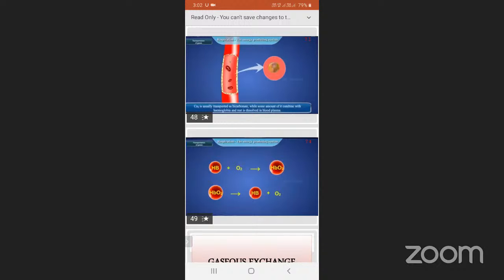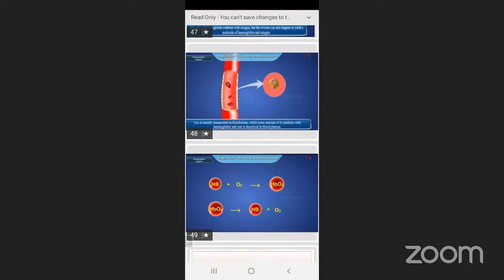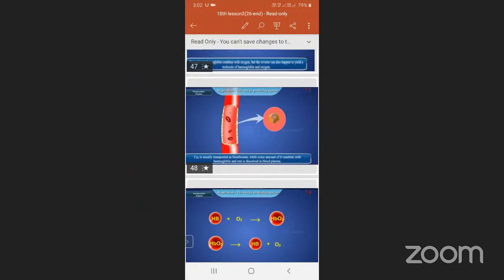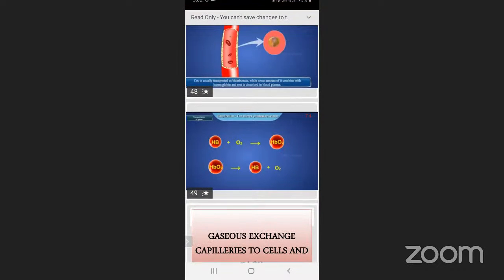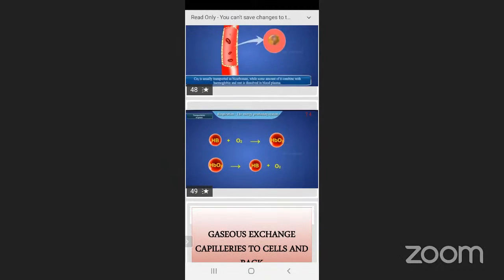Okay, see children, in the last class we discussed hemoglobin and oxygen, and how CO2 is usually transported as bicarbonate, while some amount of it combines with hemoglobin and the rest is dissolved in blood plasma. Here we have a reaction: Hb plus O2 gives rise to HbO2, oxyhemoglobin, and HbO2 will form again hemoglobin plus oxygen.